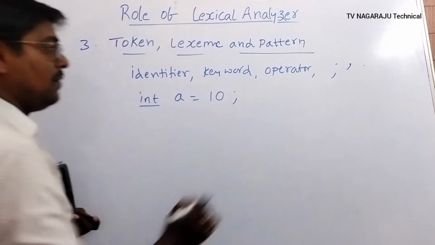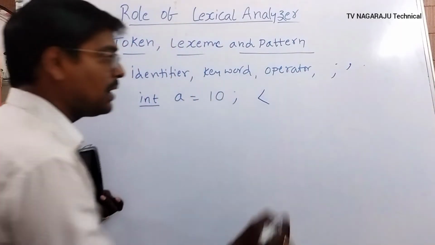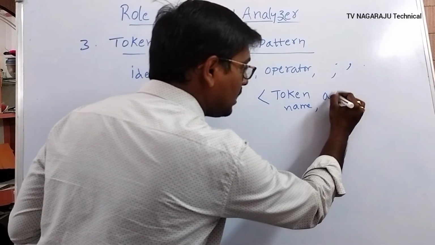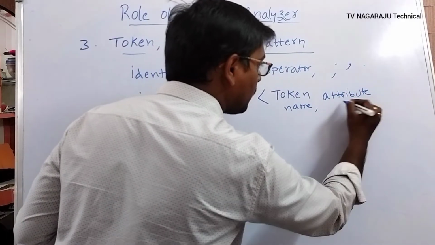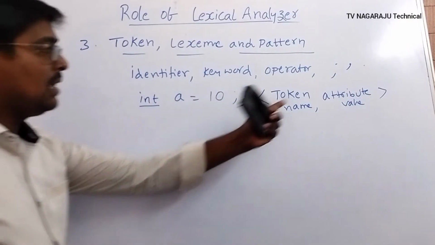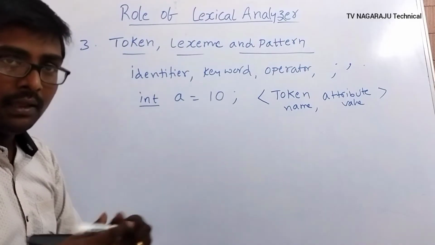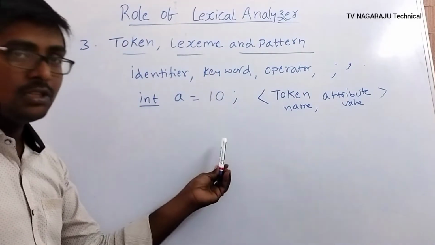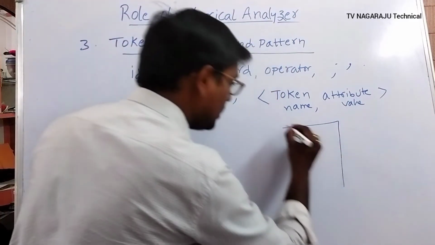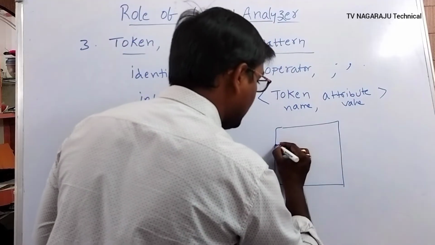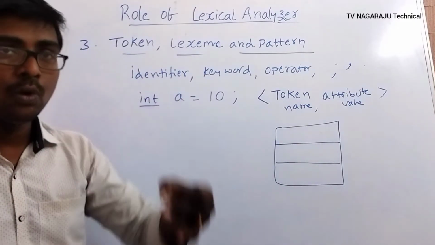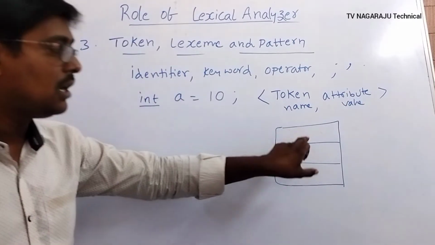And remember, every token is represented as a pair. The first one is the token name and the second one is the attribute value. What do you mean by this? Token name means the name of the token. The attribute value is simply a pointer, an entry into the symbol table. You know the concept of the symbol table. Already we discussed: the lexical analyzer maintains a symbol table. It is used to know the complete information related to a token.